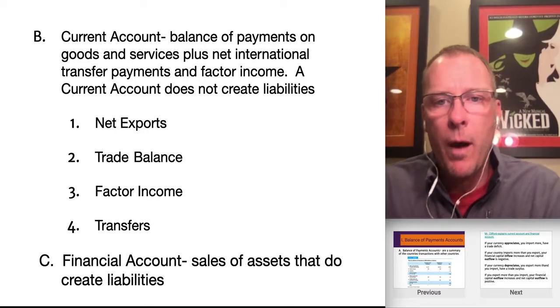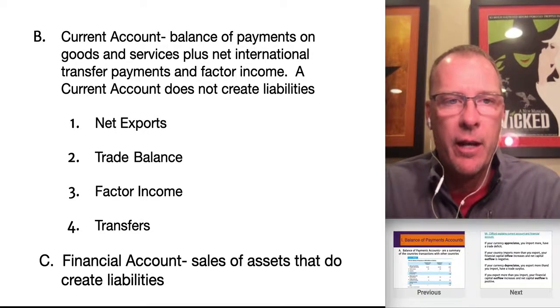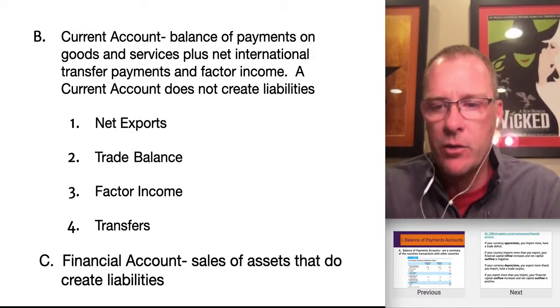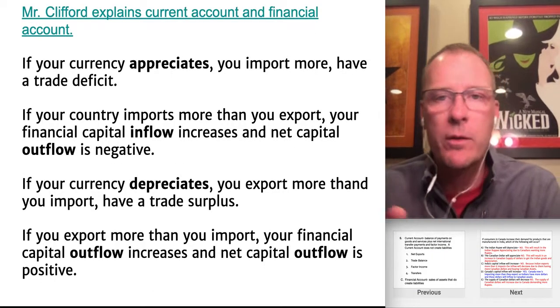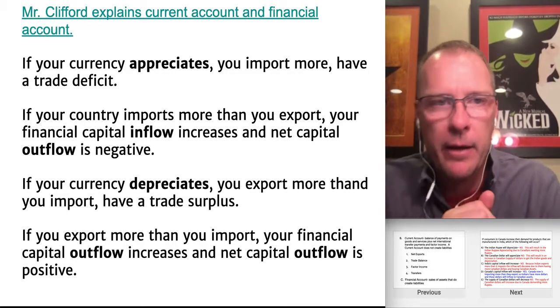So when you think about different types of assets, your current account is different than your financial account. If you want some more information, Mr. Clifford has a nice little video on that. You can click on that, check it out.